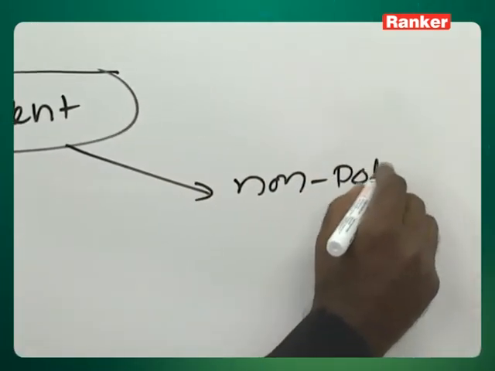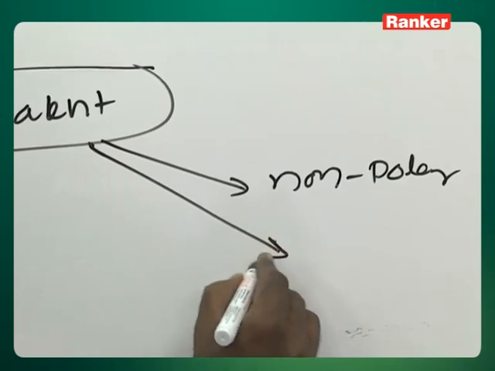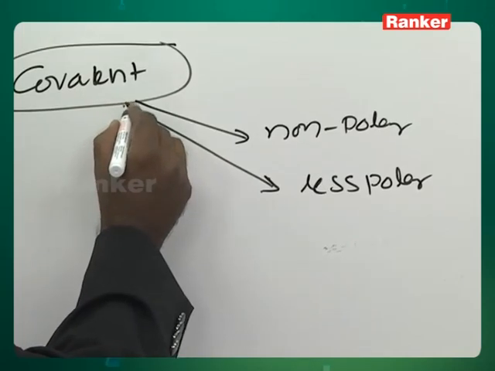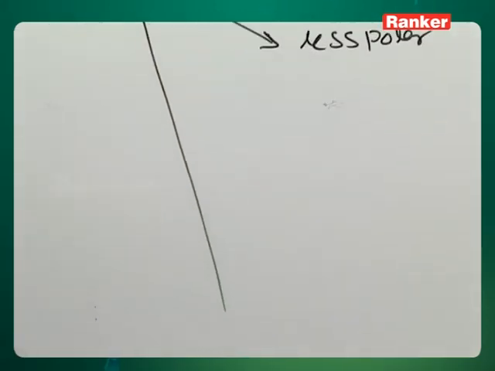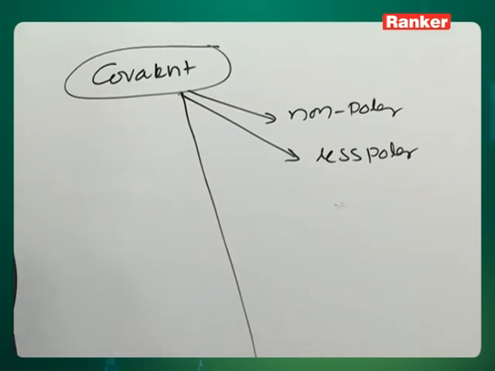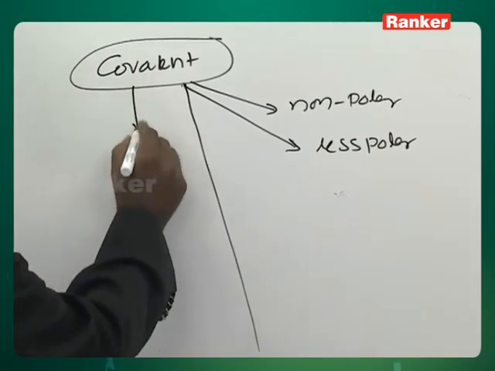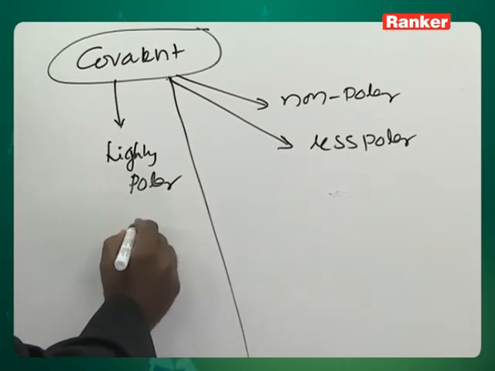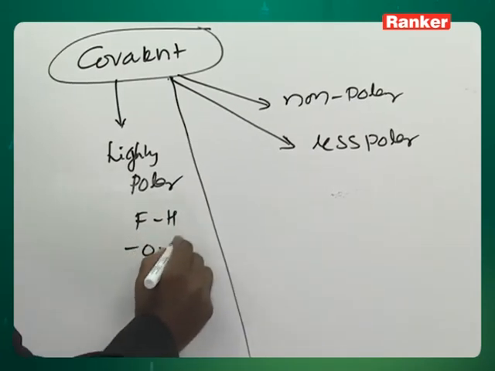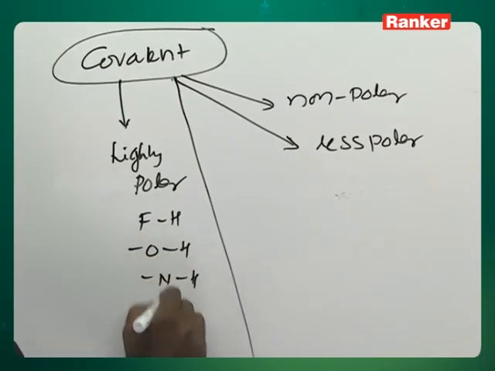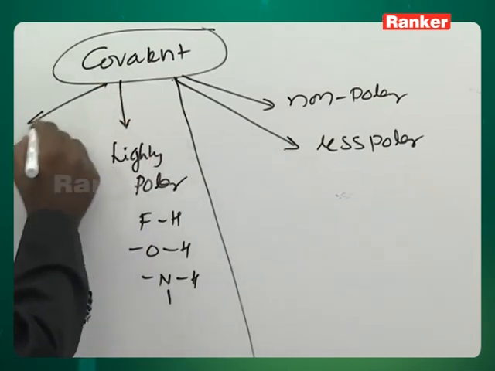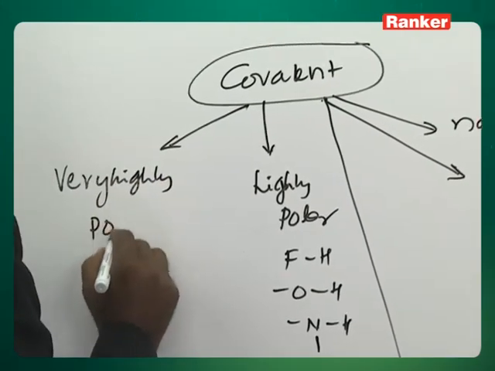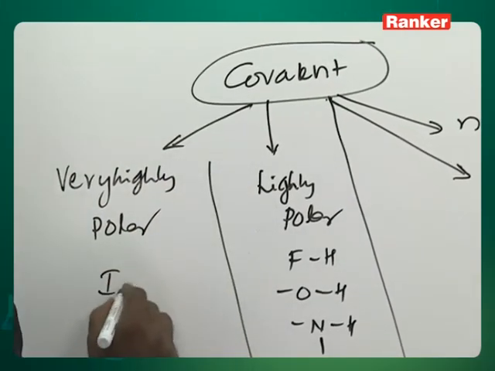Non-polar, less polar. Less polar means polar. These are one variety of molecules. Non-polar molecules, less polar molecules, and highly polar molecules, with FH, OH, NH bonds. And very highly polar, as in the case of an ionic bond.